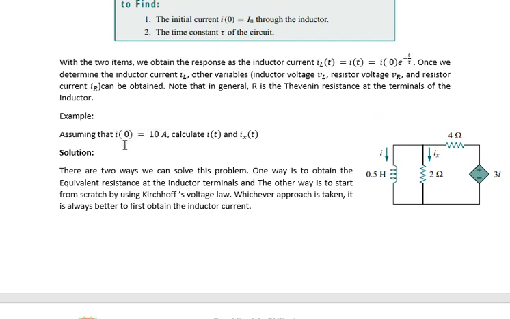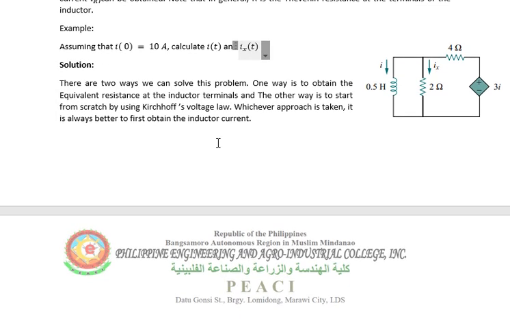We have, assuming that I of 0 is equal to 10 amperes. Ibig sabihin nun, the current across the inductor here at time t equals 0 is equal to 10 ampere. Calculate daw natin yung value ng I of t, no? Or current across the inductor as a function of time, and Ix of t, which is the current across this 2 ohm resistor as a function of time. Okay, so there are two ways we can solve this problem. One way is to obtain the equivalent resistance at the inductor terminal, and the other way is to start from scratch by using Kirchhoff's voltage law.